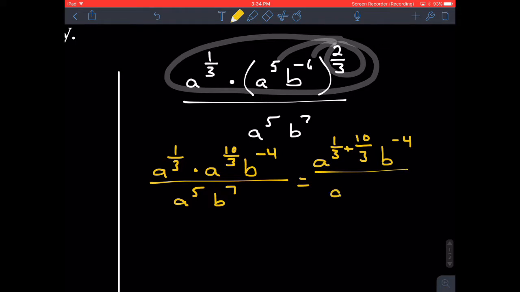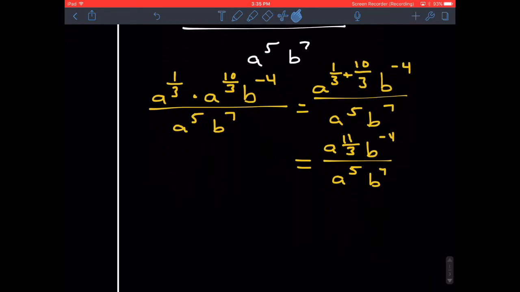Nothing to combine that b with in the top, so that stays as b to the negative 4. And our denominator, once again, is going to stay the same. When we add these together, we're going to get a to the 11/3, b to the minus 4, over a to the 5th, b to the 7th.